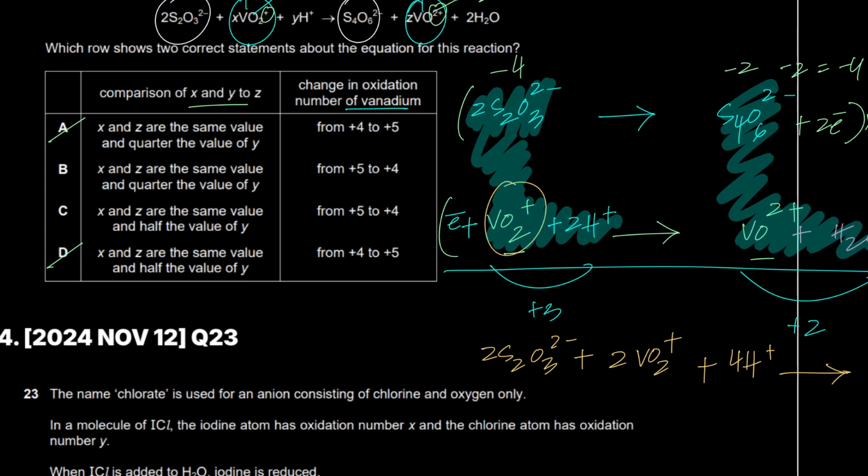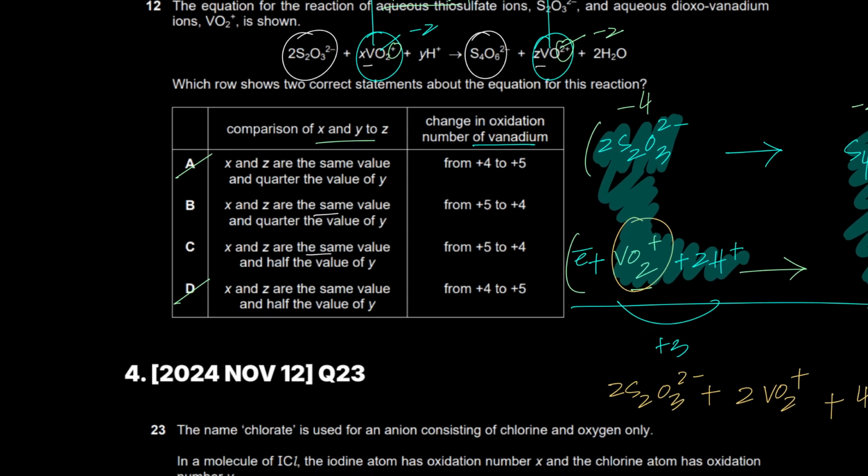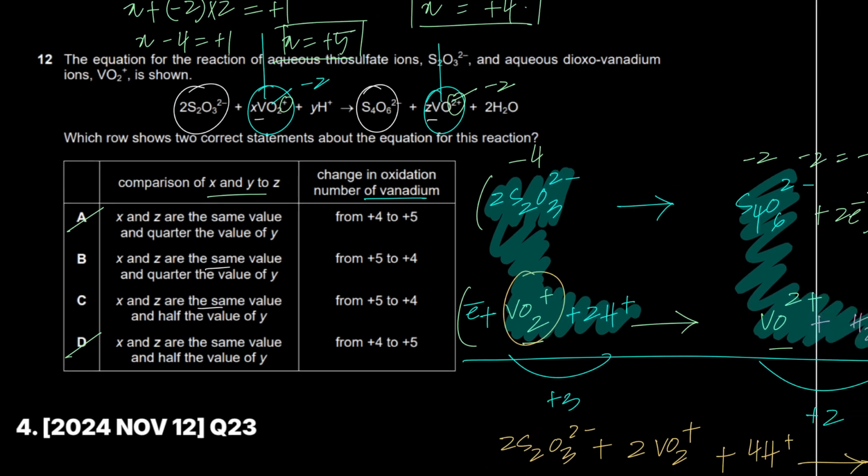X and Z are the same. What is X? X is VO2 plus and Z is VO2 plus. So X and Z are the same value. Yes, they are the same value. Every option says it. I just have to look at options B and C now. They are the same value, and they are half the value of Y or quarter the value of Y. Tell me, Y is hydrogen ions.